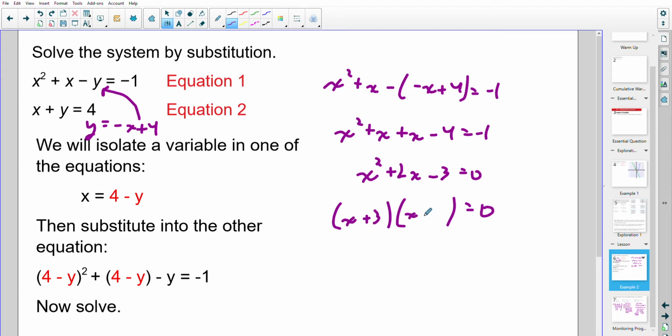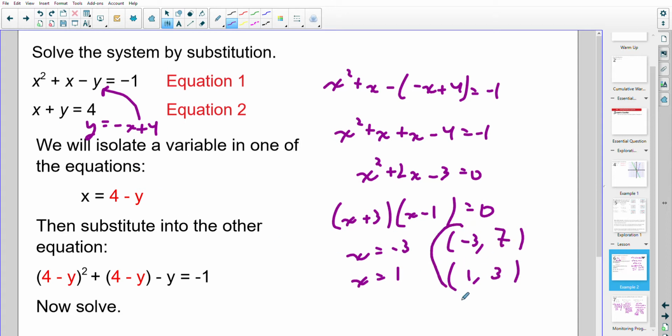Factoring looks like this. 3x minus x is 2x. So your two answers are x is equal to negative 3 by setting this equal to 0, and setting this equal to 0, x is equal to 1. So you're going to have two answers here. X is negative 3, x is 1, and by plugging those in for the easiest equation, either one would work, but the easiest equation is, let's see, negative 3, so y is equal to 7, and 1, y is equal to 3. 2 points of intersection when you're looking at graphing a quadratic and a line.